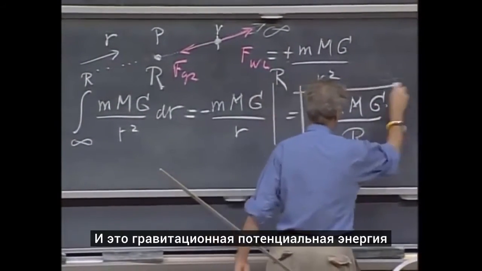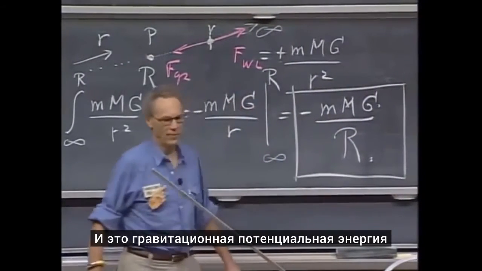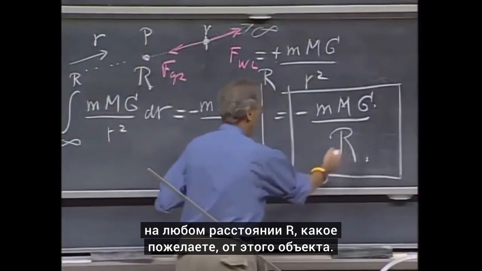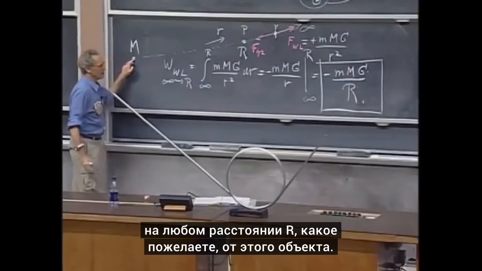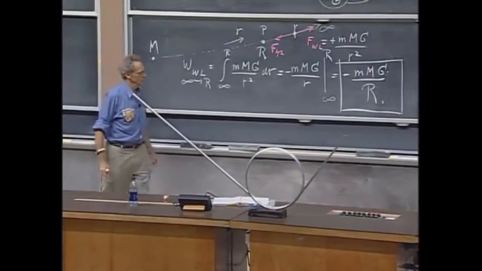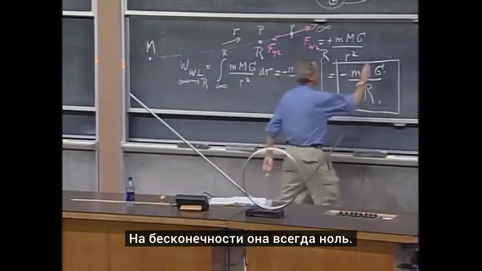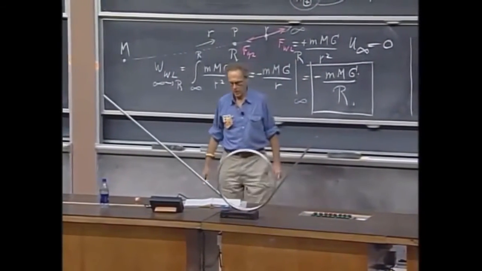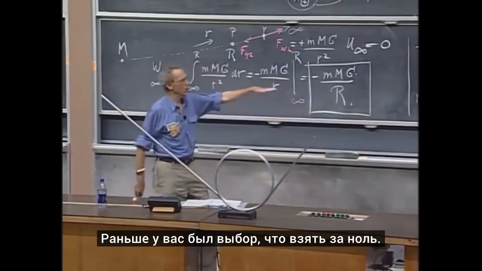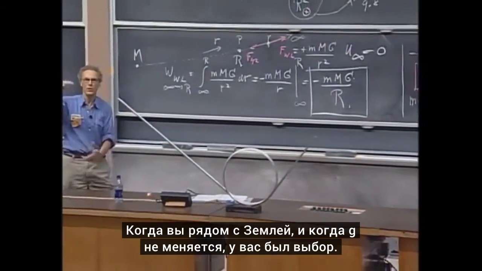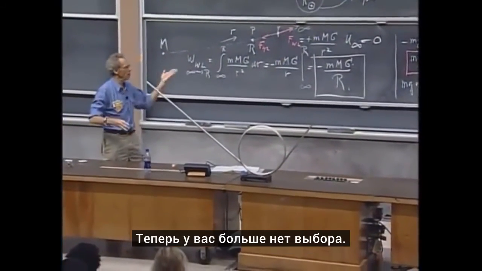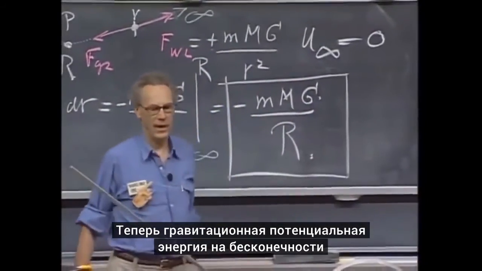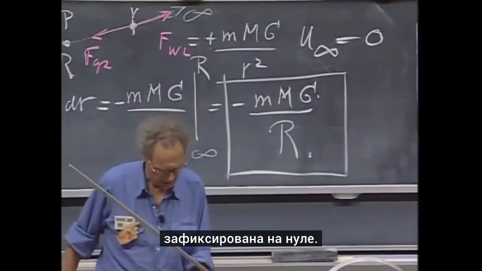And this is the gravitational potential energy at any distance, capital R, that you please, away from this object. At infinity, it's now always 0. Earlier you had a choice whether you chose your 0, when you're near Earth and when g doesn't change. Now you no longer have a choice. Now the gravitational potential energy at infinity is fixed at 0.